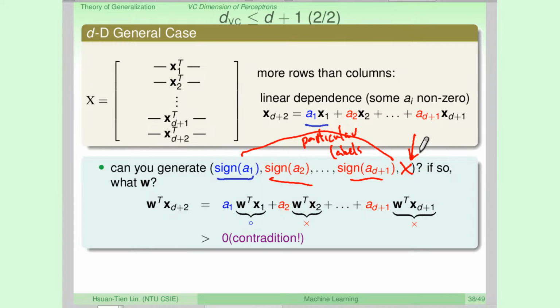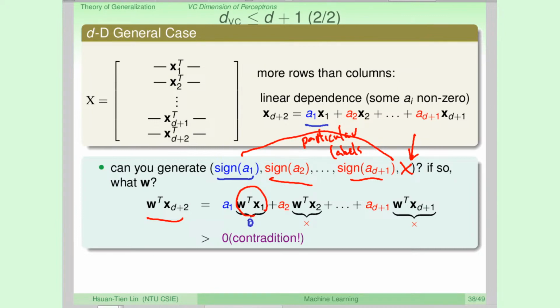Okay, so when the first ones are these particular labels, then what happens is that when you take the inner products that we use in perceptrons, the first part of the vector produces a circle as you wish.